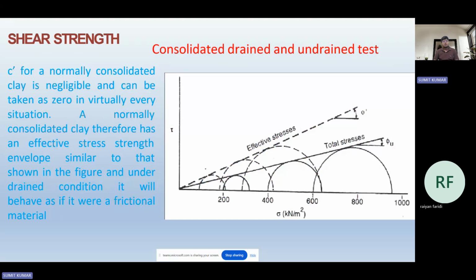So C dash for a normally consolidated clay is negligible and can be taken as 0 in virtually every situation. A normally consolidated clay therefore has an effective strength envelope similar to that shown in the figure. Obviously, we have already drawn this, and under that condition, it will behave as a frictional material. Okay, so effective and total both are drawn. When it is total, it is phi. When it is effective, it is phi dash.